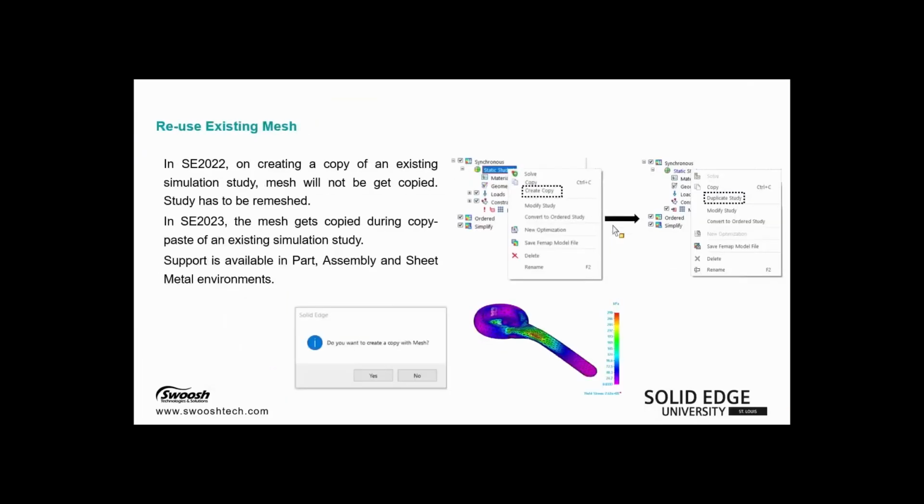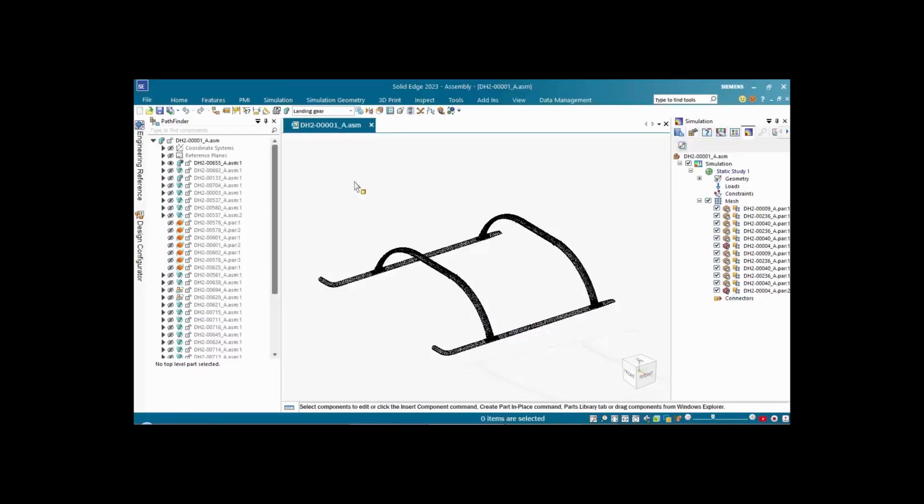Next up would be reusing existing mesh. So it's very important to be able to avoid extra work, of course, to do it in the most efficient way to get to your results. And this is exactly what Solid Edge 2023 now offers. So mesh gets copied during the copy or creating a duplicate study. Support is available in part, assembly, and sheet metal environment.